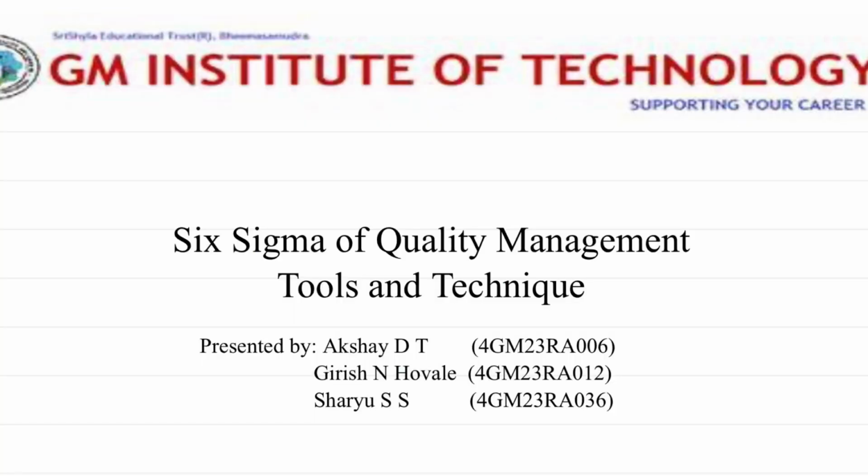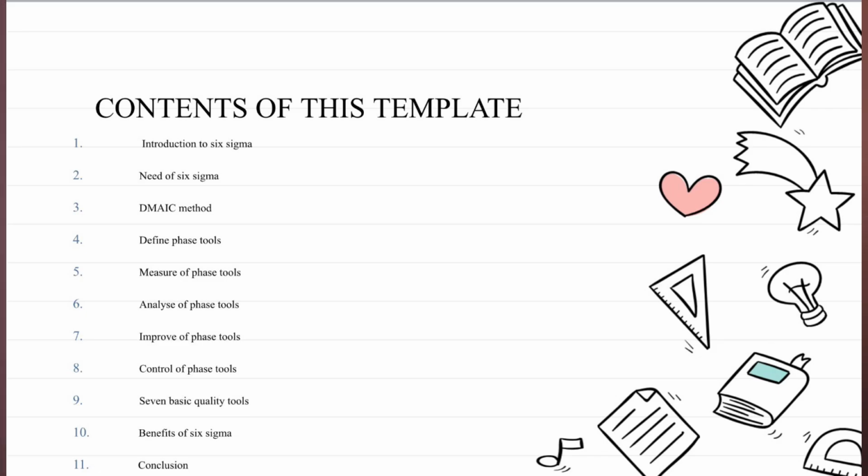Today the presentation is on Six Sigma: Quality Management Tools and Techniques. The contents to be covered in this PPT are Introduction to Six Sigma, Need of Six Sigma, DMAIC method, Define Phase Tools, Measure Phase Tools, Analysis Phase Tools, Improve Phase Tools, Control Phase Tools, 7 Basic Quality Tools, Benefits of Six Sigma, and Conclusion.